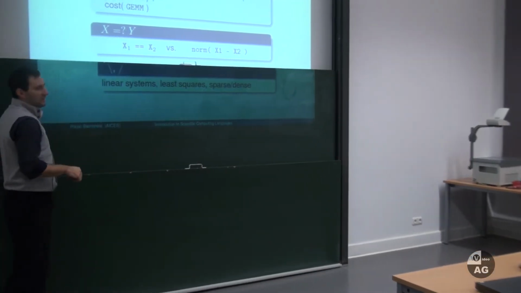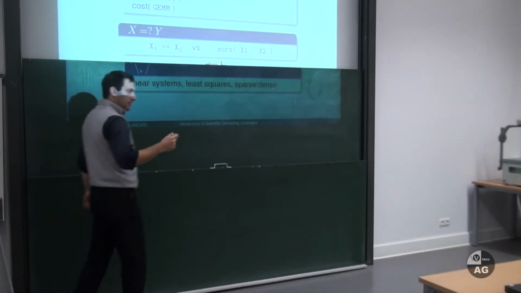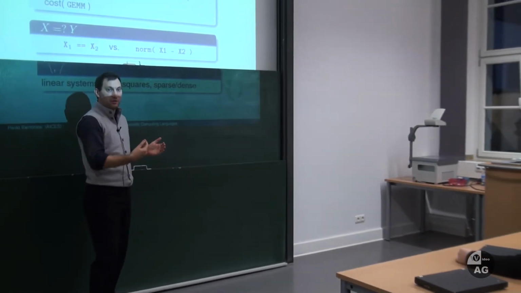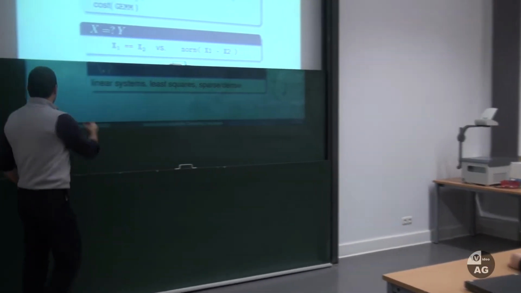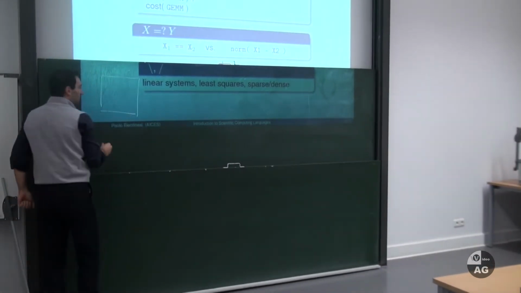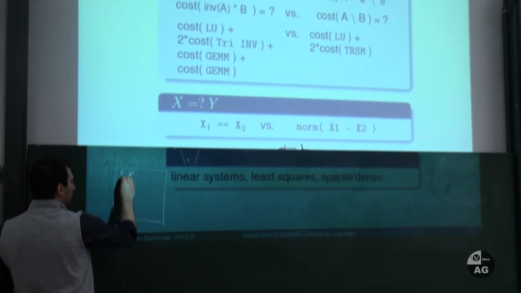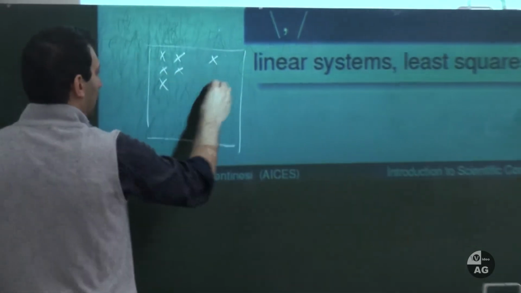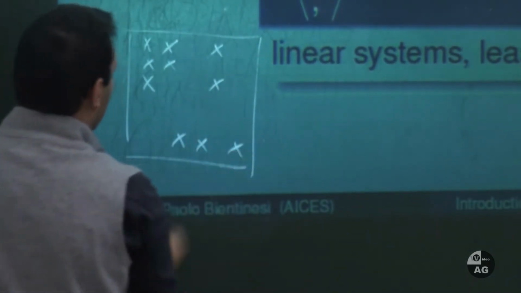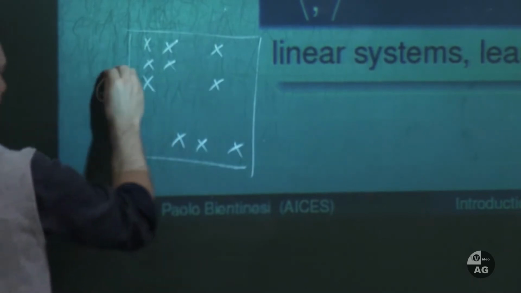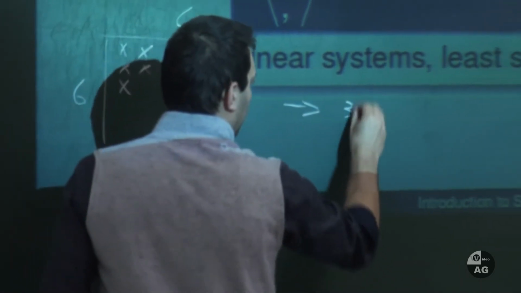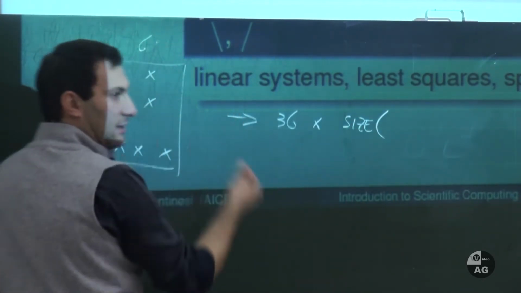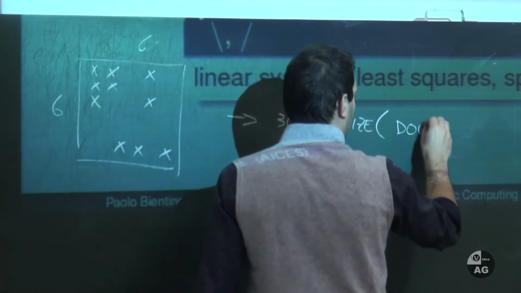Okay. The answer is: as many zeros as it becomes useful, convenient to exploit them. So let's say that I have a matrix. These are the entries of my matrix. If there is an empty spot, it means that is a zero. Let's say that this matrix is 6 by 6. I would need 36 times the size of whatever data type. Maybe I'm using doubles.